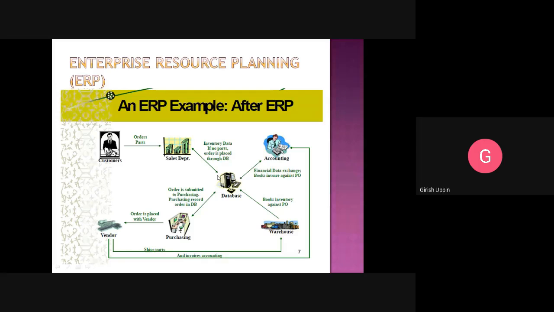And before the ERP system, we knew that each of the departments was supposed to send information to the accounting. Now that is not required, because all the information is available in the database. The accounting team will directly get the information from the database. Financial data exchange, books invoice against the purchase order. So all that information, whatever the reports, he can directly get from the system.